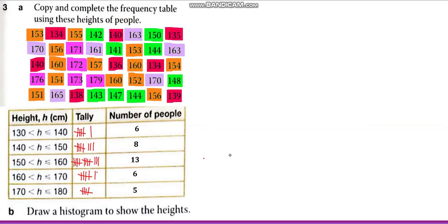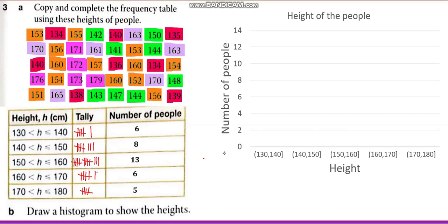So the histogram has some key features, like it is used for continuous data sets where we represent the data in intervals. So in the first interval, the data was more than 130 and less than or equal to 140. And there were 6 people who were existing in this interval.